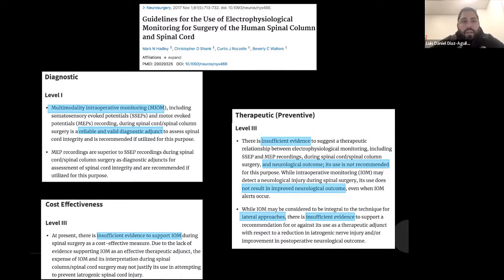This is coming from 2017, so five years ago, the most recent rendition of these guidelines, which ultimately suggests that for diagnostic purposes, intraoperatively, multimodal intraoperative monitoring is reliable and a valid adjunct for cord integrity. However, when used as a preventative measure, there's still, at least reported, insufficient evidence to conclusively determine that there is an improvement in neurophysiologic outcome following the use of neuromonitoring.